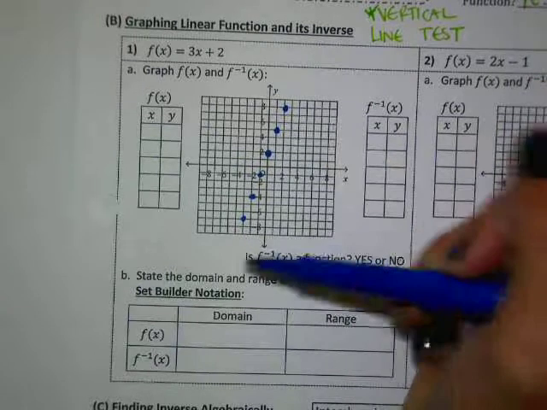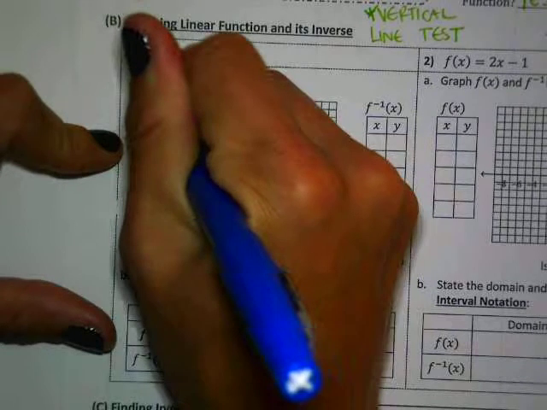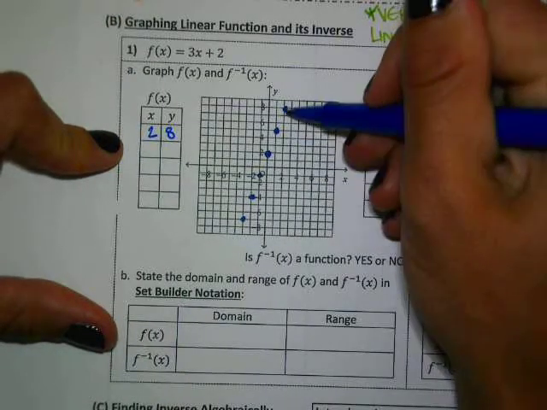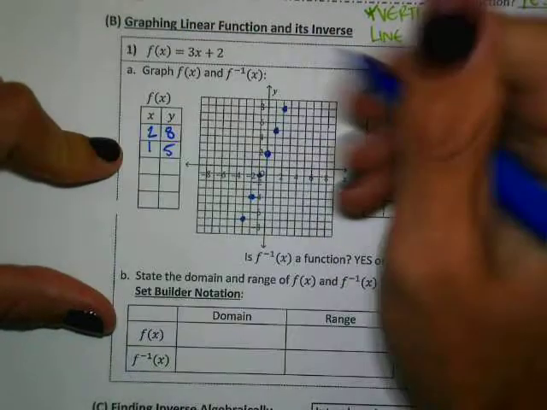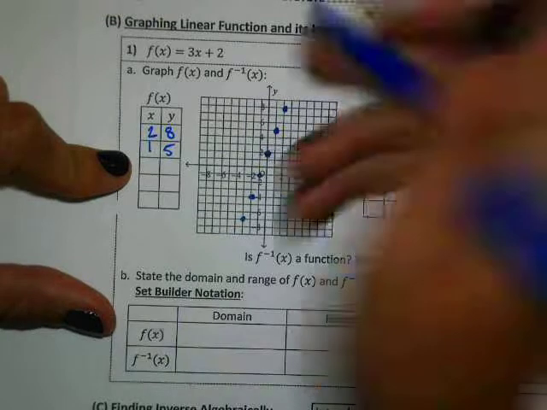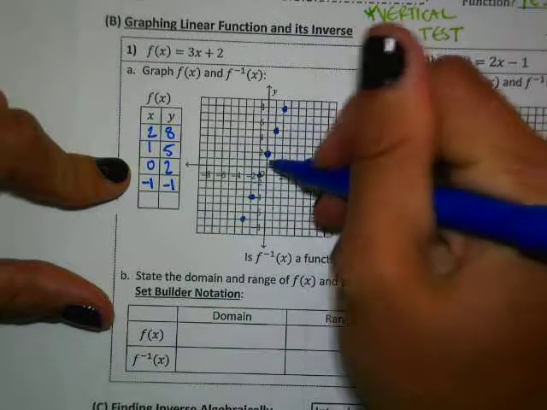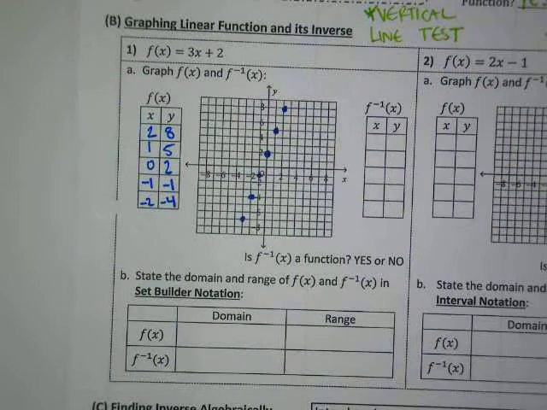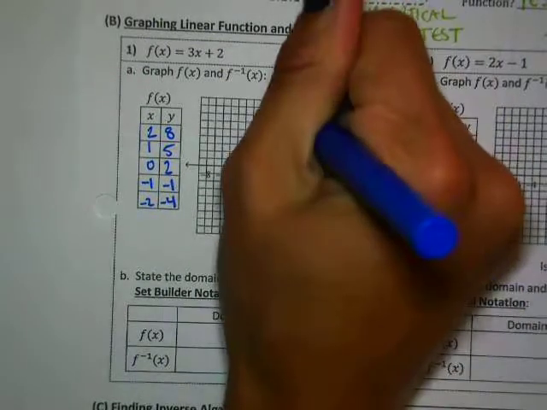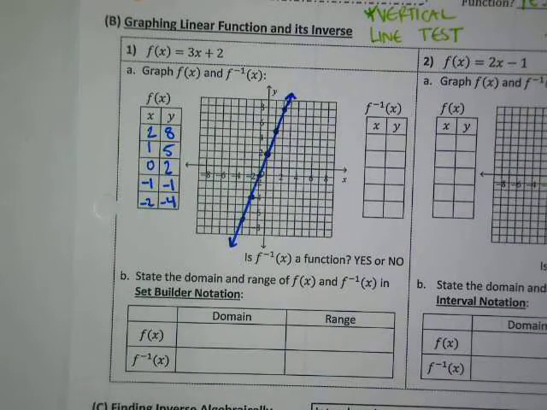So I'm just going to pick some of these points and put them in my table. I'm going to start from the top. So (2, 8), that's this one. (1, 5), that one. (0, 2). (-1, -1). And (-2, -4). All right, so that's my regular graph, f of x.